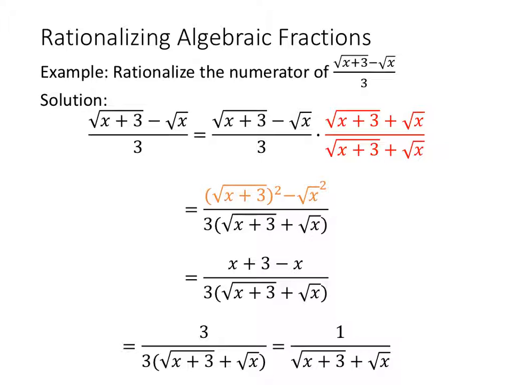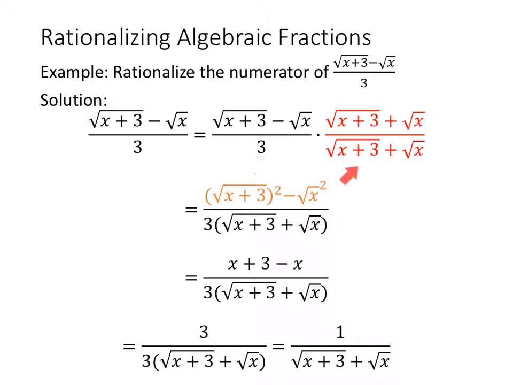But remember, the reason we multiply specifically by the conjugate is so I'll have the square root of x plus 3 times the square root of x plus 3. The square root of x plus 3 times the square root of x, and minus the square root of x times the square root of x plus 3. Those are going to cancel out. Positive times a negative is negative. The square root of x times the square root of x is the square root of x squared.